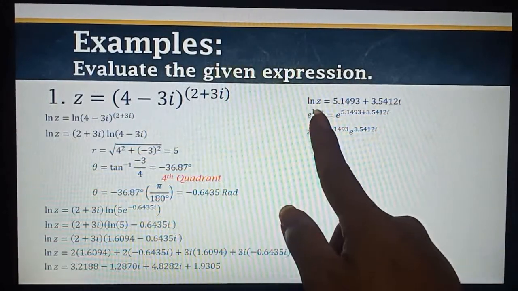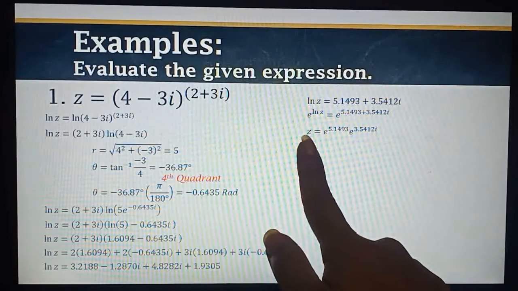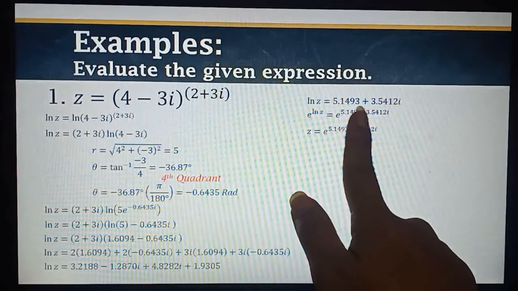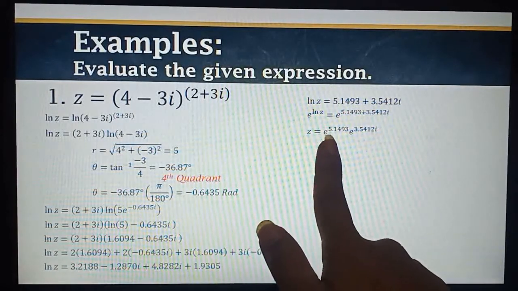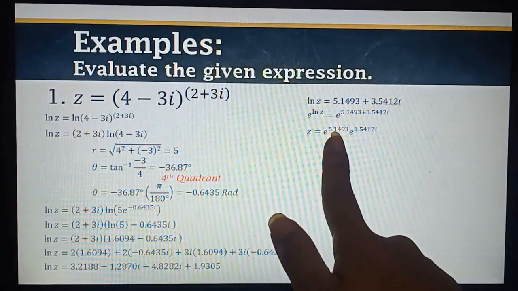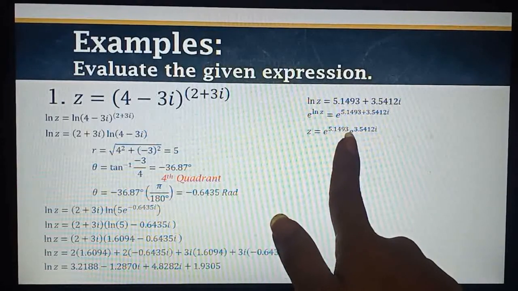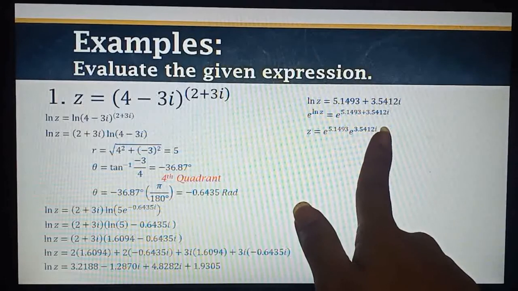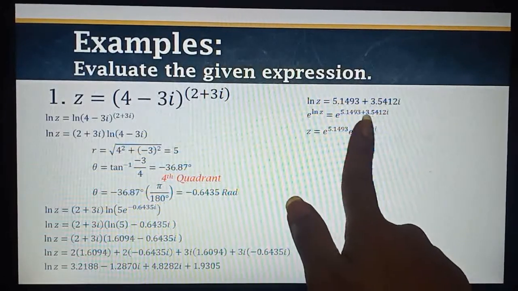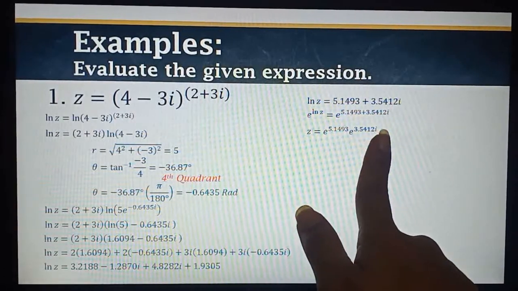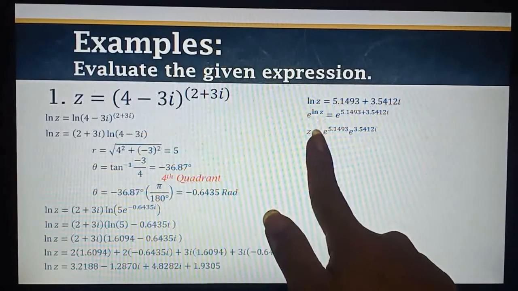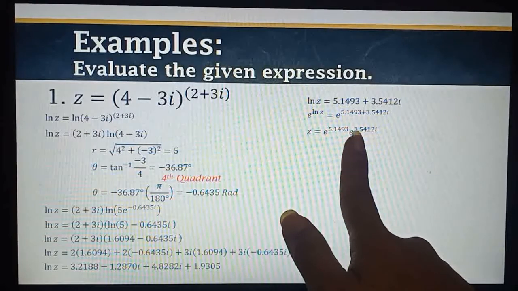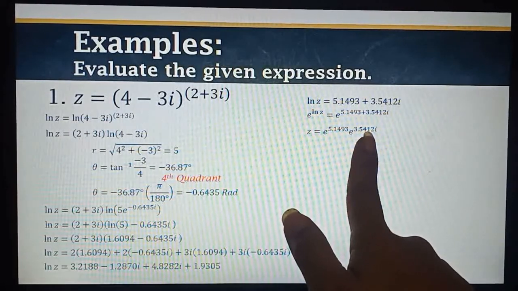So ang mangyayari, e raised to ln of z, magiging z na lang siya. Tapos since pwede natin itong paghiwalayin with the same base, ang mangyayari is e raised to 5.1493 multiplied to e raised to 3.5412i. If you will notice, this is in the form of exponential. Kasi ito yung r, which is e raised to 5.1493. And our theta is 3.5412.